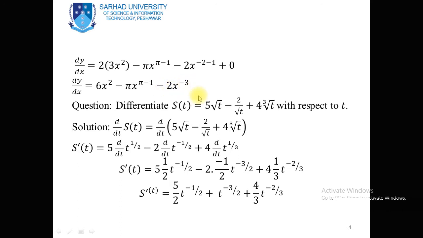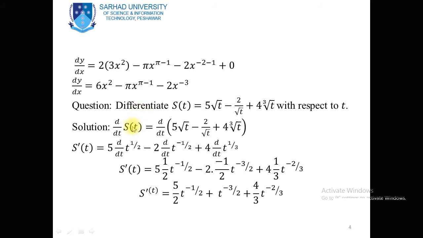Now another problem, you see over here: s is a function of the independent variable t, s of t is equal to 5 under root t minus 2 divided by under root t plus 4 cube root of t, to take the derivative with respect to t. Since t is the independent variable in this function, now we want to calculate the derivative of the function with respect to t, differentiate this function with respect to t.